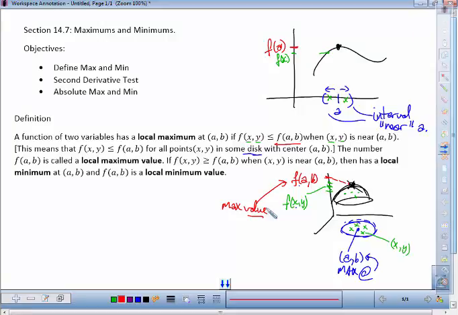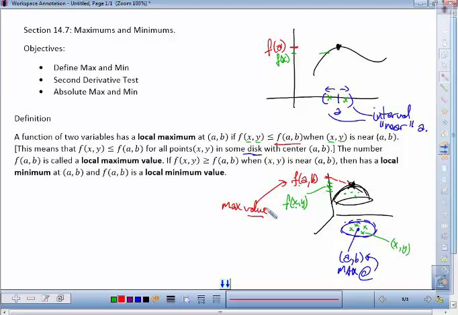So we turn one inequality around, and then you get the same story for the minimum, and the same picture, except it's turned upside down. Notice they want to talk about values that are near that point, and when they say near, they're still a little bit vague about that.